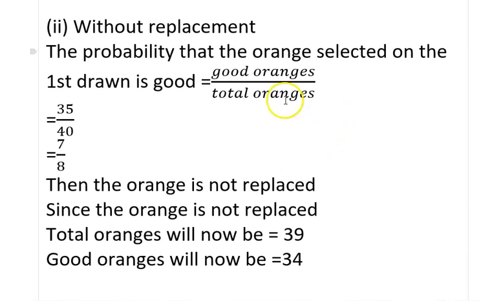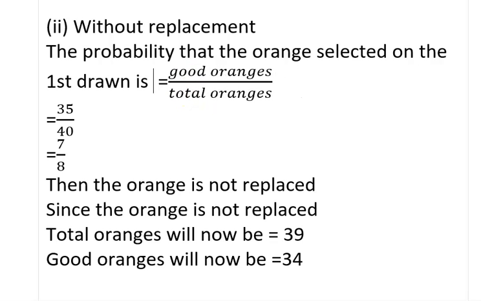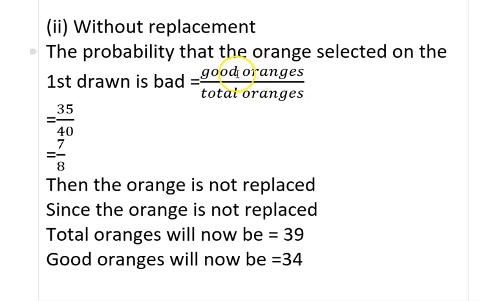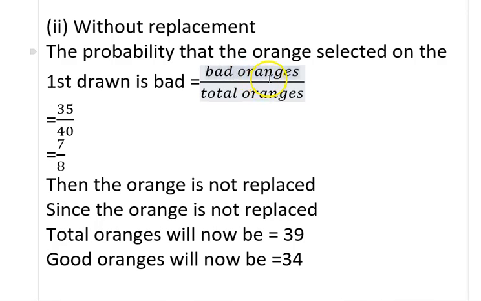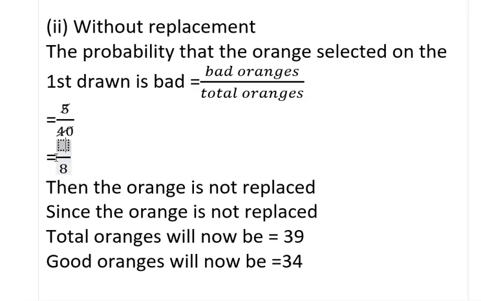Beautiful. Now, without replacement, the probability that the orange selected on the first drawn is bad. This time around, the first one is drawn. The probability that it is bad will now be bad oranges over total oranges. We have 5 oranges that are bad. All the total oranges, they are 40. By implication, it means if you say 5 will go here 1, 5 will go here 8, we are left with what? 1 over 8. Beautiful.